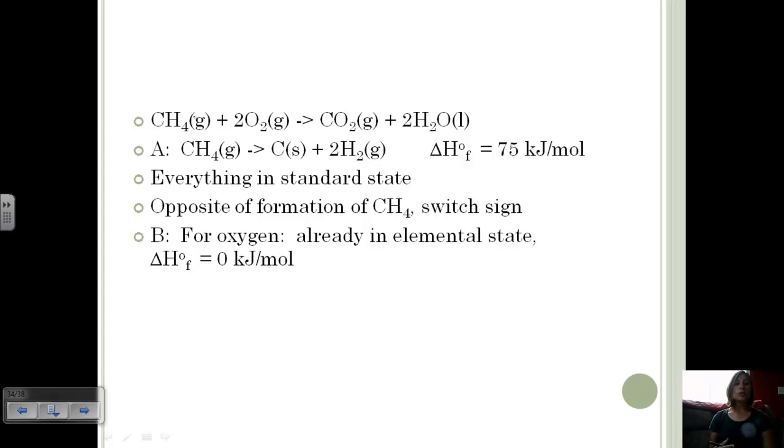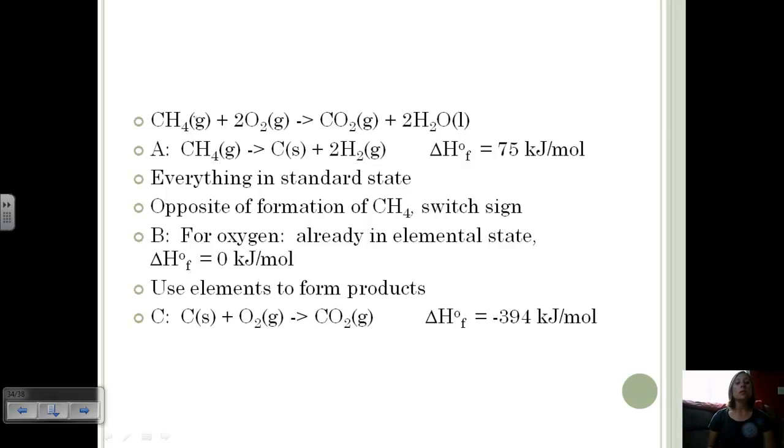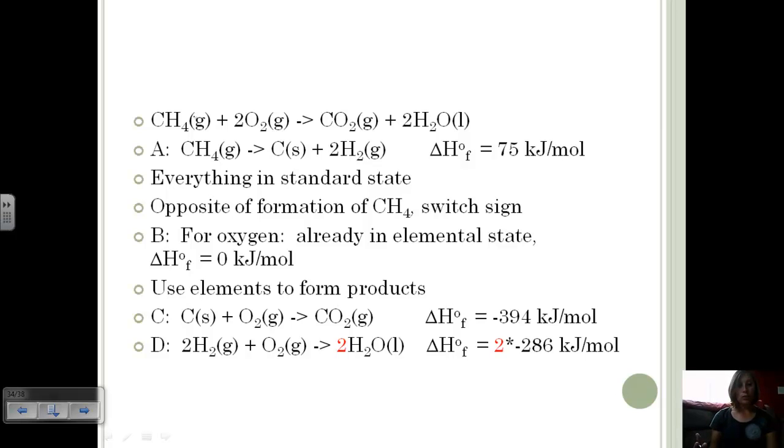Now let's look at oxygen. Well, oxygen is already in its elemental state, and so for an element in its elemental state, the heat of formation is 0. Okay, now we're going to use elements to form products. Now let's go to the product side. Well, in order to do CO2, we need to take carbon plus oxygen. Heat of formation of carbon dioxide is negative 394 kilojoules per mole, and that is going in the correct direction, so we're not going to change anything. Now, if we look at water, if you look at the balanced equation, we have 2 water molecules, and so we need to make sure that we are producing 2 water molecules here to get the correct standard enthalpy.